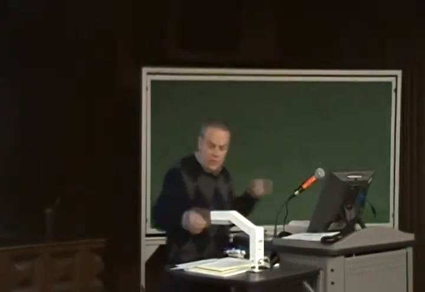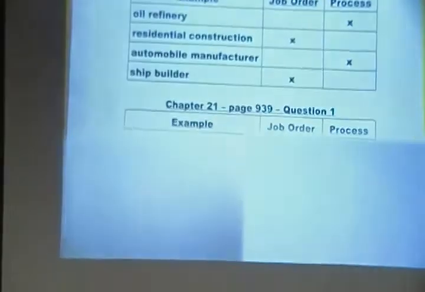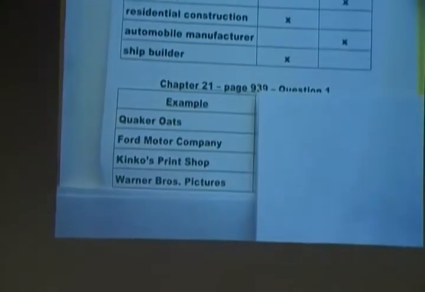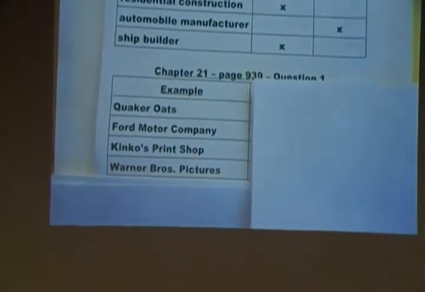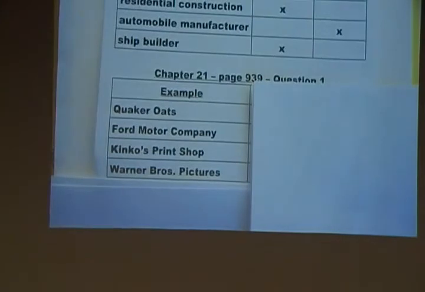Question 1 says, identify which costing system, job order, or process the following companies would primarily use. And you can read those companies out of your book or off the screen. Let's do it the same way we did the last one. How about you responding to me?